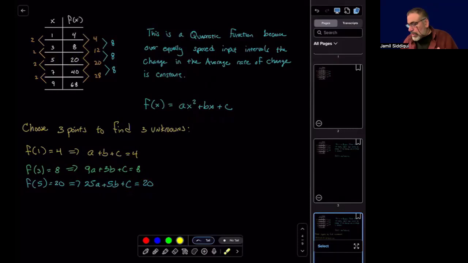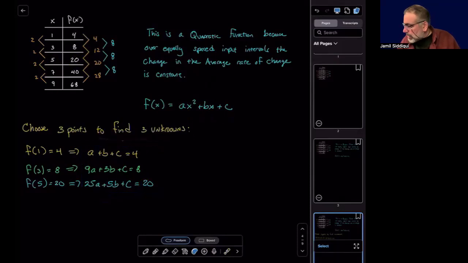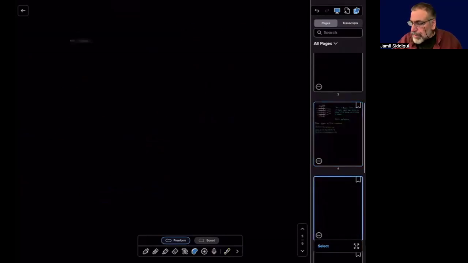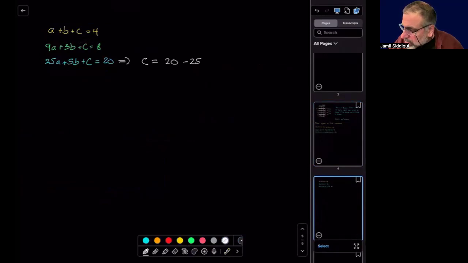Now I've got three equations. I've got three unknowns. I'm in business. Let's go solve these equations simultaneously. So we'll copy these guys right here, and we'll bring them down here. And here's the idea. When you've got three unknowns, three equations, you're going to want to do an elimination. I'm sorry, a substitution method. So what we're going to do is take that bottom one and solve it for c. And when we do that, we're going to get c equals 20 minus 25a minus 5b.